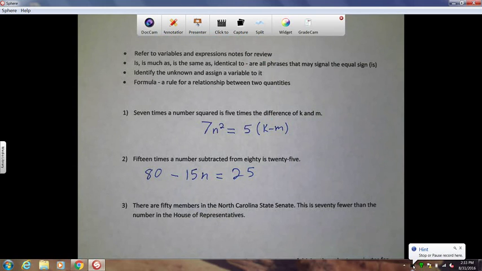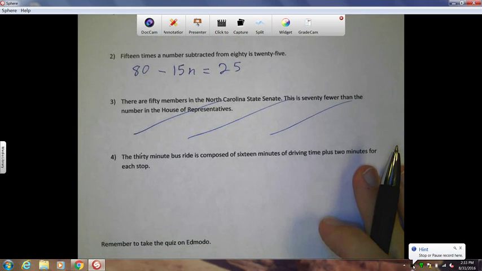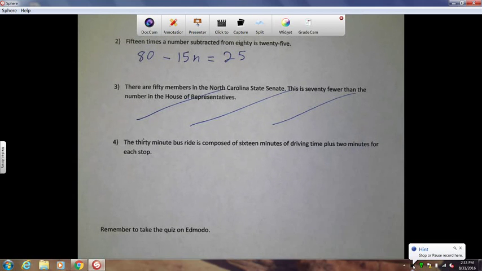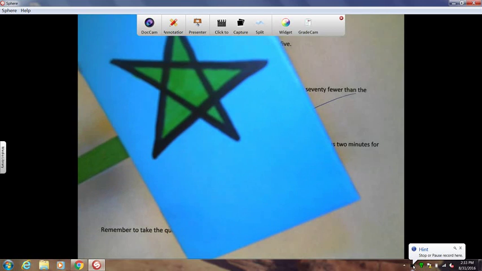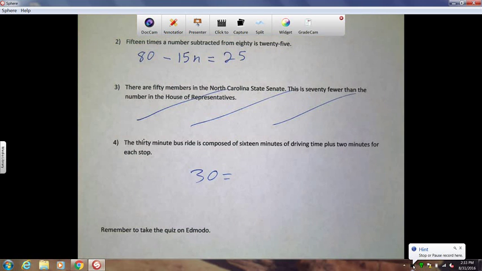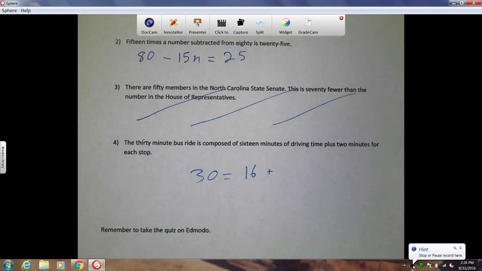And we'll go ahead and skip down to number 4. So you can cross out number 3. The 30-minute bus ride is composed of 16 minutes of driving time plus 2 minutes for each stop. Okay, so my 30 minutes of driving time is, so there's your equal sign, composed of 16 minutes of driving plus 2 minutes for each stop.